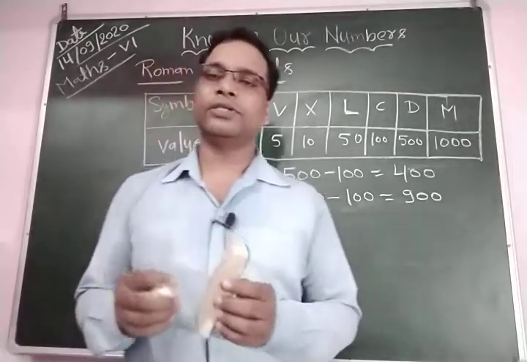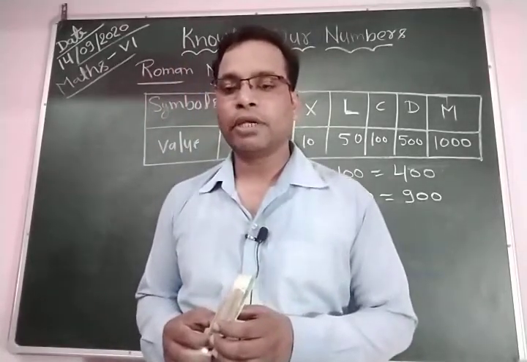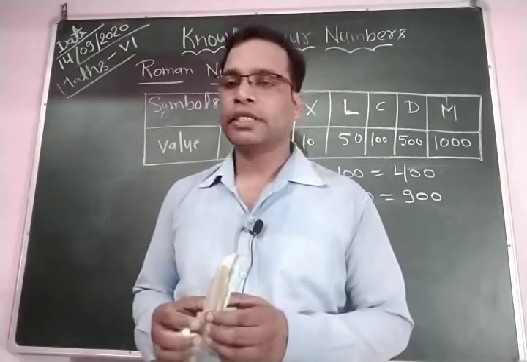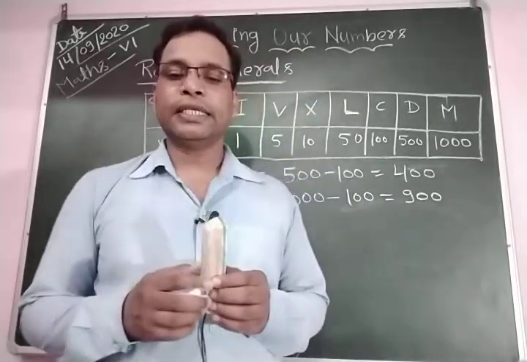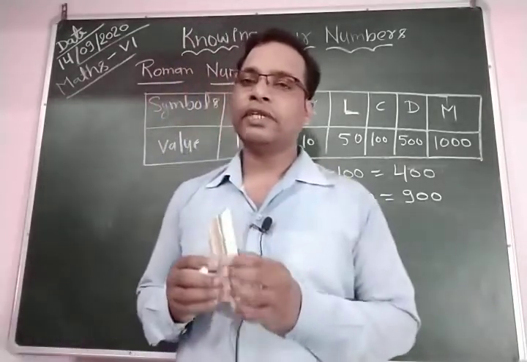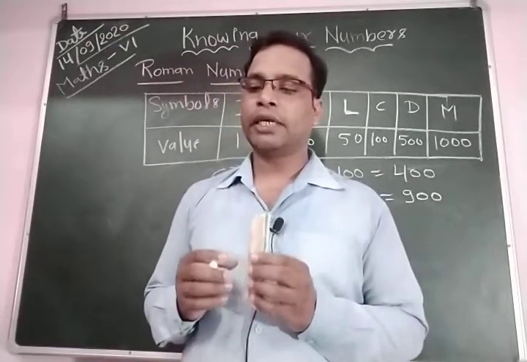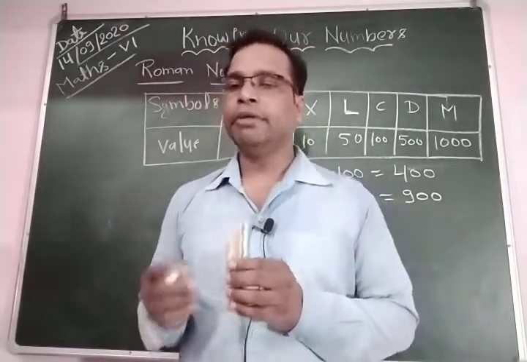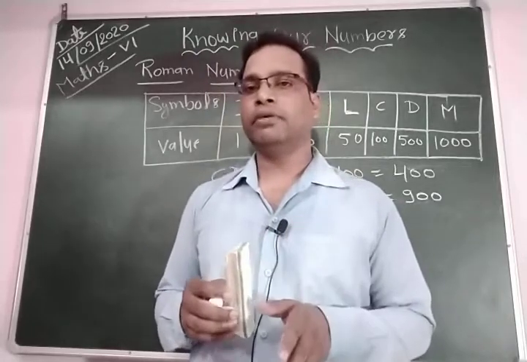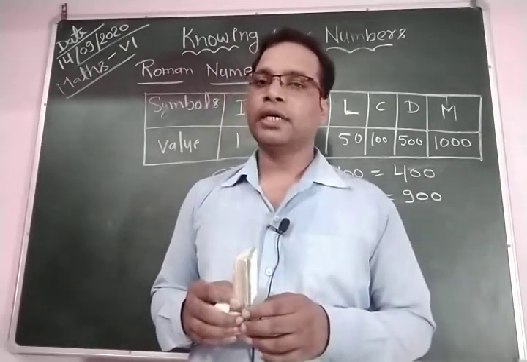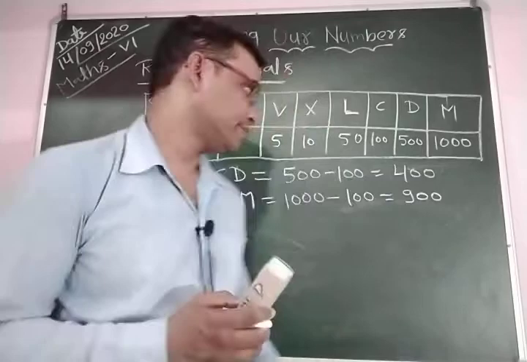Okay, again listen to this rule. If a symbol of smaller value is written between the symbols of two greater values, then its value is always subtracted from the symbol of greater value which comes immediately after the symbol of smaller value. Okay, so let's see some examples, then you will understand.